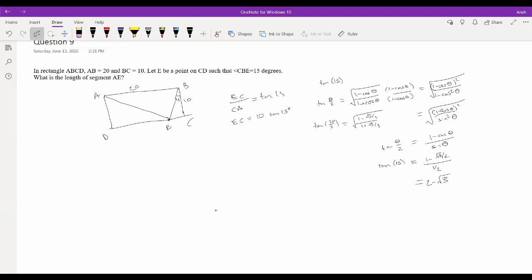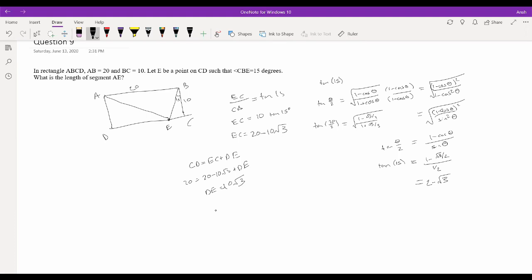So that means if we plug this in, we get EC equals 10 times 2 minus root 3, which is 20 minus 10 root 3. And conveniently, this cancels out really nice because we know that side AB is 20, so that means CD is also 20. So the length of DE is equal to CD minus EC. So DE has to be equal to 10 root 3. So it actually cancels out really nicely.